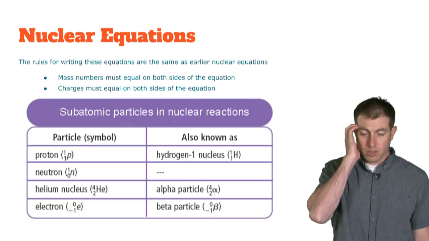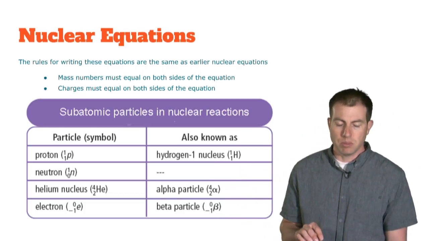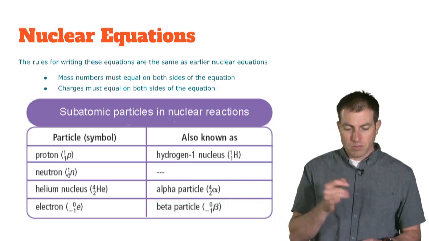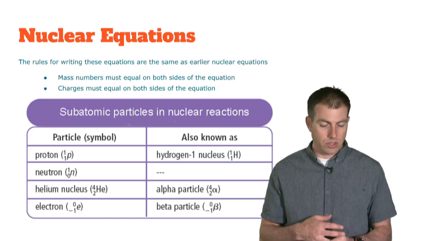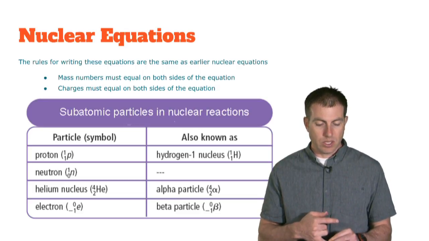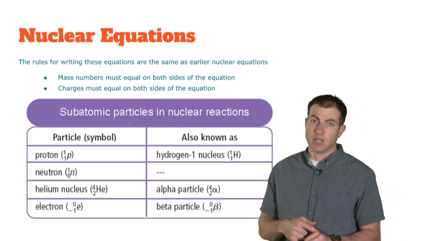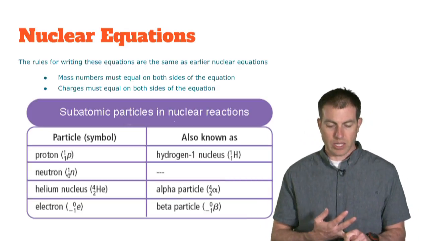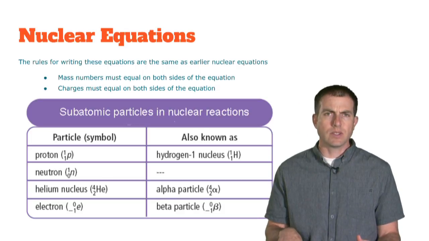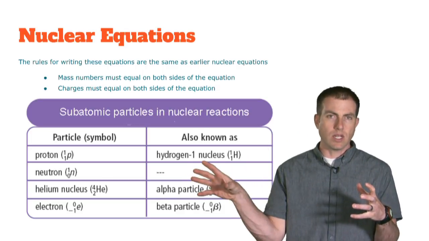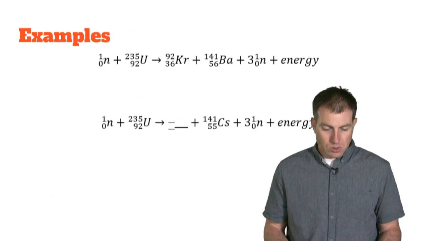So here are the symbols for things that you'll encounter, and again, these are all on the back page of your data booklet. So you have protons, 1,1 p, that's the same thing as a hydrogen nucleus. Then you have neutrons, which is 1,0 n, and then helium nucleus or an alpha particle is 4,2 alpha or He, and then electrons 0, -1. We've looked at the alpha and beta already. The important idea here is that if we have an arrow, whatever's on one side of the arrow has to equal whatever's on the other side. It'll always work out.